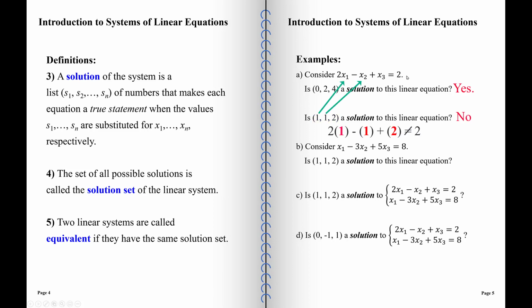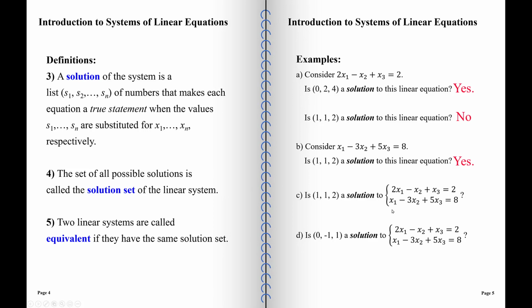When you substitute these values in here, we see that it's not a solution to the equation. Let's look at example B. Is the ordered triple 1, 1, 2 a solution to this equation? The answer is yes. You plug in: 1 minus 3 is negative 2, and 10 minus 2 is 8, so it is. So now, in part C, we're actually getting to this definition of a system.